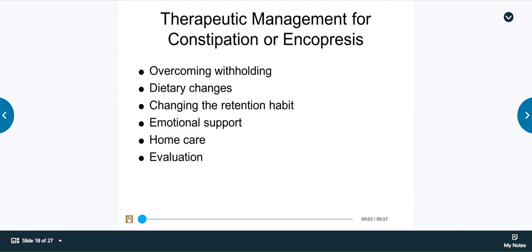Another issue that's common in peds is constipation, and on the opposite end, encopresis. This is going to be fecal incontinence. So we'll start with constipation, and then we'll talk about fecal incontinence.